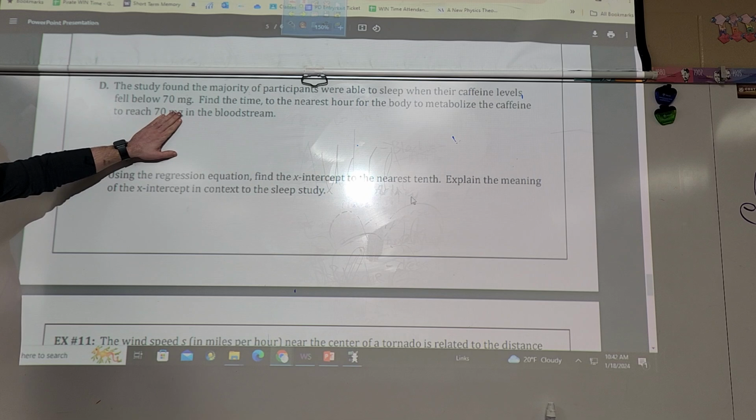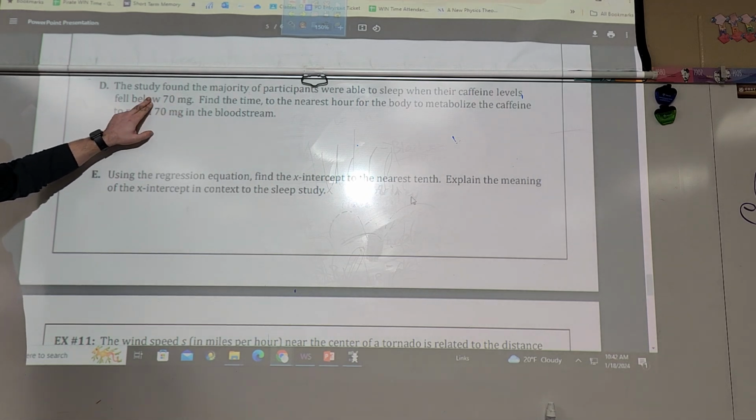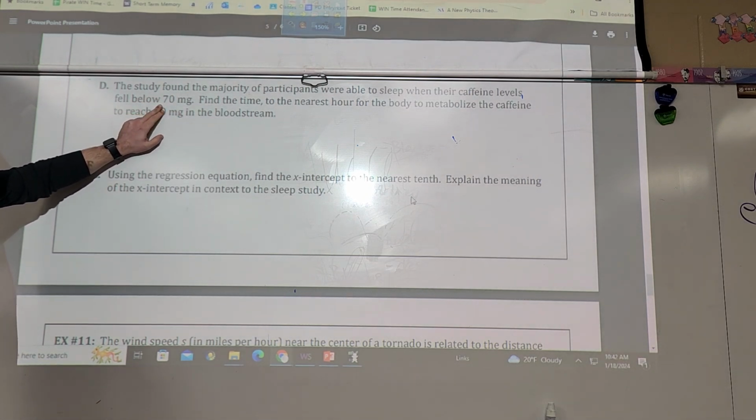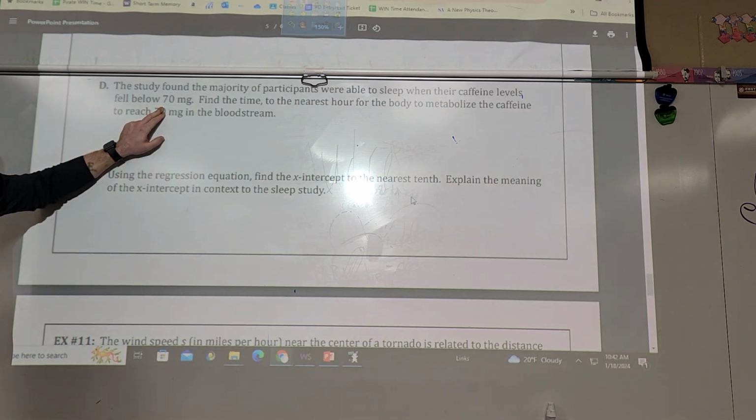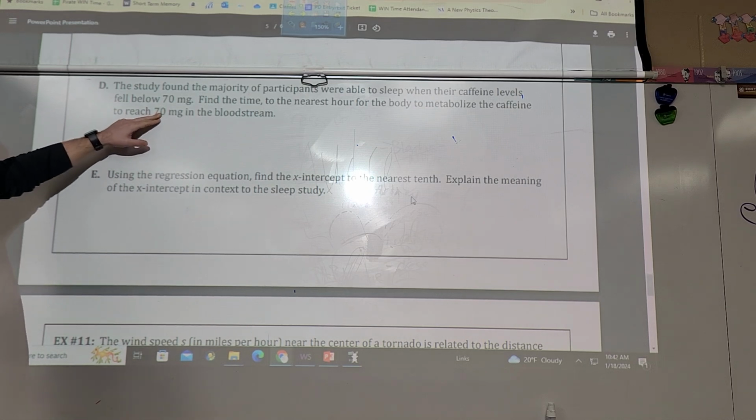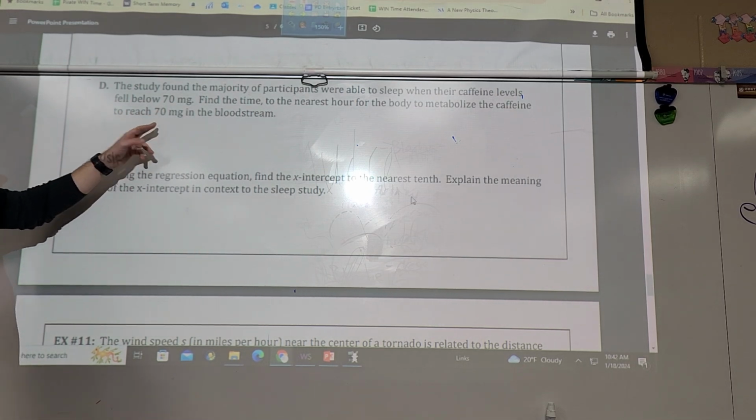All right, they said that people can't sleep unless their caffeine levels are below 70 milligrams. So what if you can't? Oh, that's what you're not told. That's a dangerous game you're playing, Doc. All right.